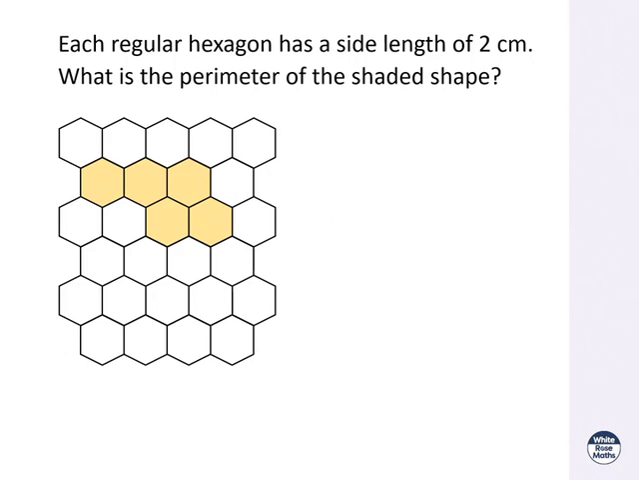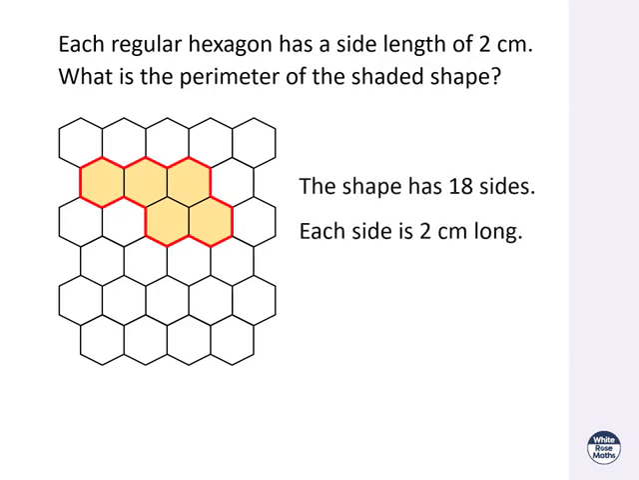Let's go through this together. First of all, let's count the number of sides on this shape. When I did this, I saw that this shape has 18 sides. I know each side is 2 centimeters long. So to find the perimeter, I need to multiply 18 by 2. So that must mean the perimeter of this shape is 36 centimeters.